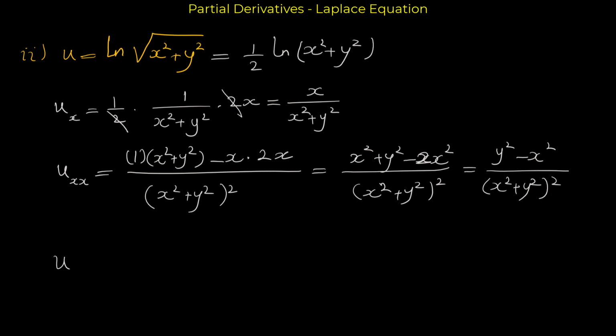Because of the symmetry in this function with respect to variables x and y, can you guess without calculation what uyy would be? Uxx is y2 minus x2. So uyy would be x2 minus y2. You can check this by finding it from derivative formulas, but we are not going to waste our time on this.